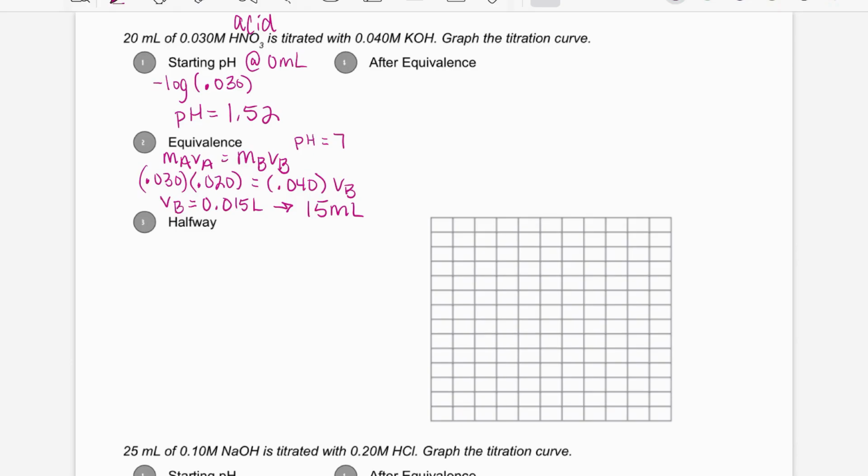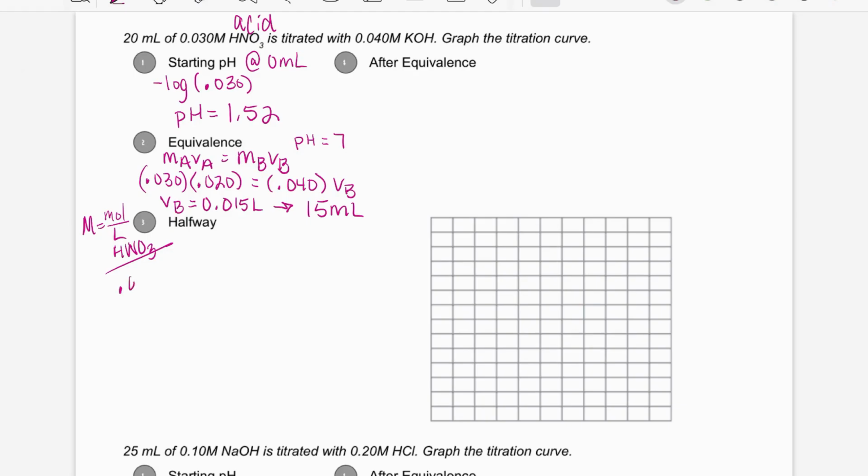Okay, so I have my starting point and my equivalence point, so that's 2 of the 4 points I'm going to make on my titration curve. The next thing is my halfway point. So I need to figure out how many moles of my analyte, which is my acid in this case, I started with. So for my HNO3, this is where we're going to use molarity is equal to moles over liters.